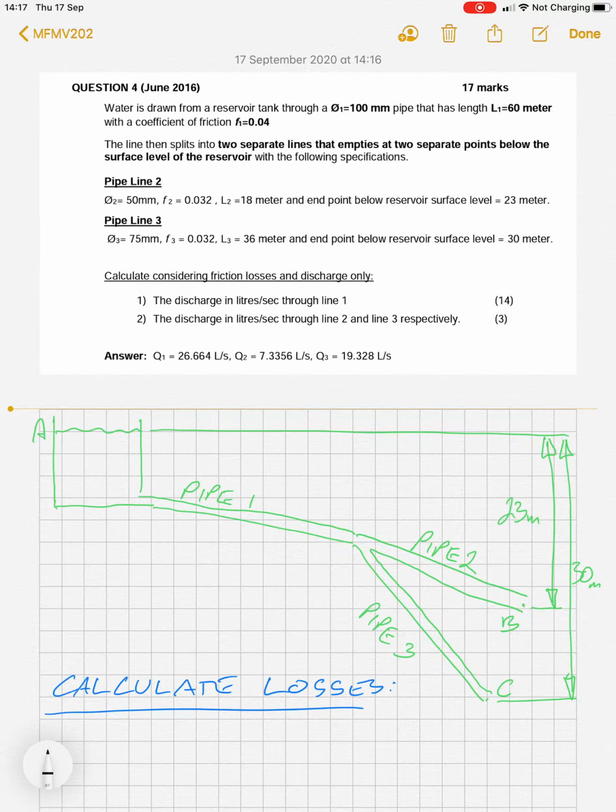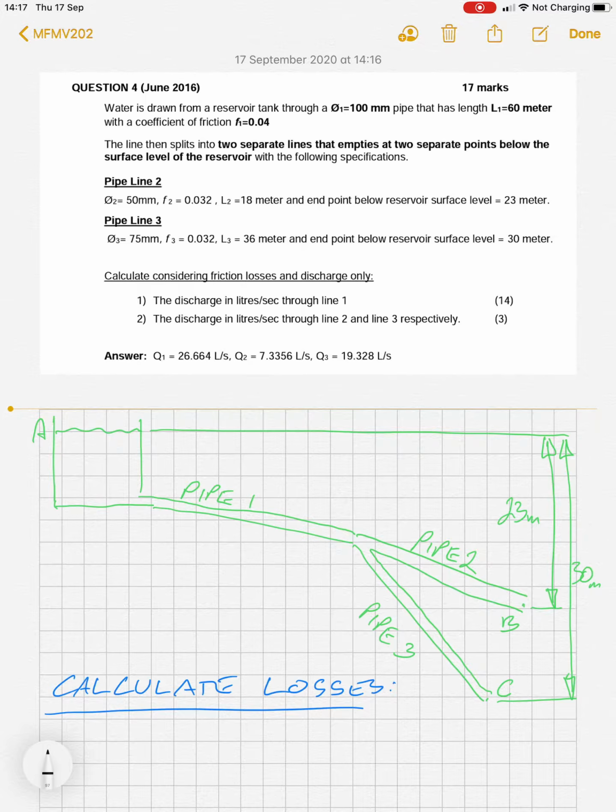This is tutorial 1, question 4. In this question we have a tank with a pipe coming out of it, and that pipe splits into two, and the water exits the end of the pipes into the atmosphere. So in this problem we have to consider the velocity head of the fluid that's leaving the pipes.